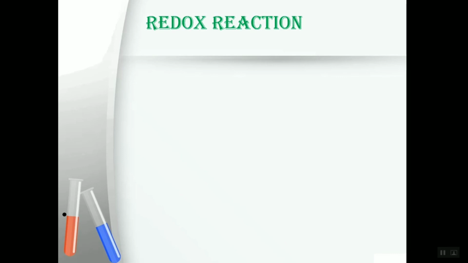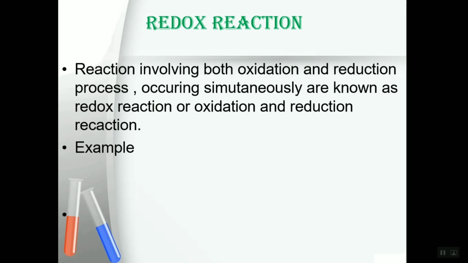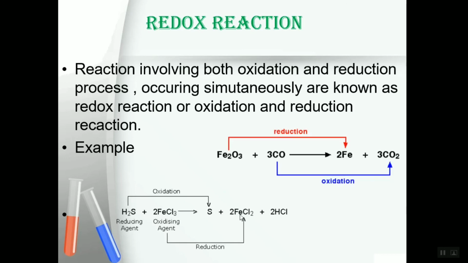So let's see redox reaction. Reactions involving both oxidation as well as reduction occurring simultaneously are known as redox reactions, or oxidation and reduction reactions. For example, you can see here in this example, when Fe2O3 reacts with CO, it will form Fe plus CO2. So here reduction takes place, removal of oxygen, and here addition of oxygen, so oxidation takes place. It means in one reaction reduction as well as oxidation takes place. That's why this reaction is nothing but a redox reaction, or oxidation and reduction reaction.